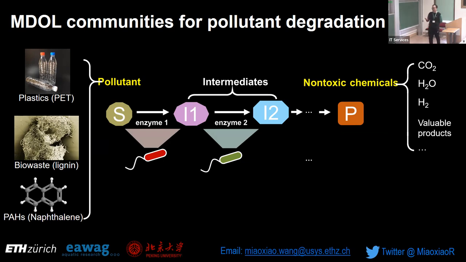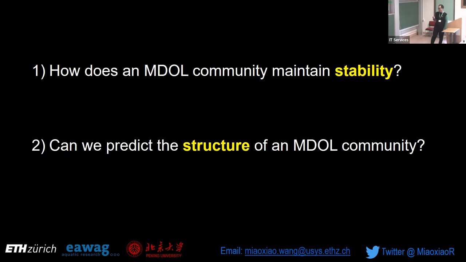So actually, we want to build such a system. The first question is: if we put several bugs into one community, are they happy to live together? That means, is the community really stable? And the second question is: if the community is stable, can we predict the structure of the community?